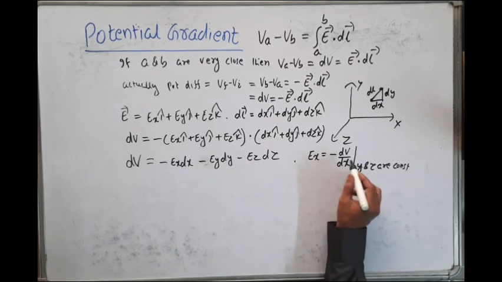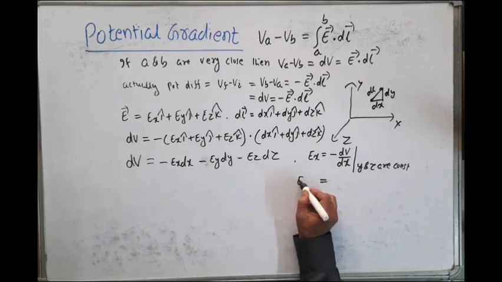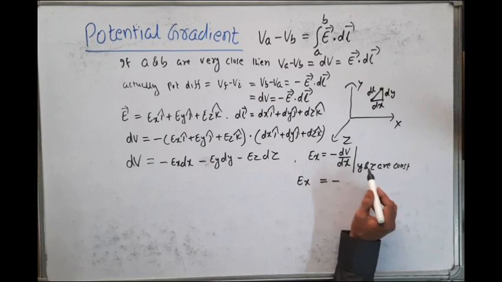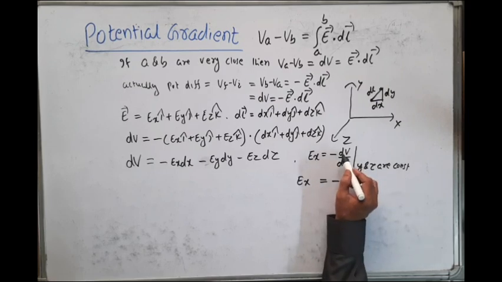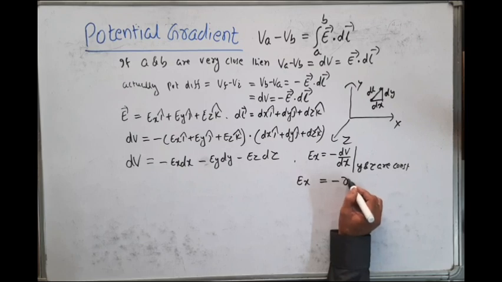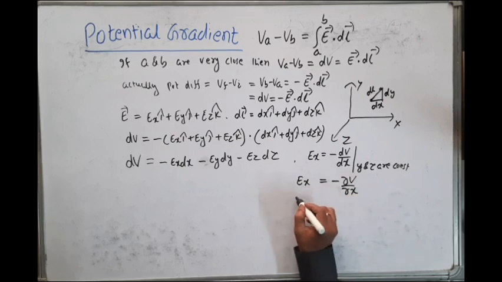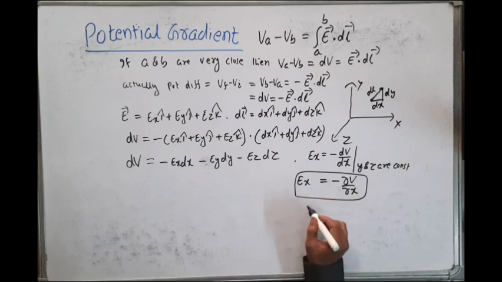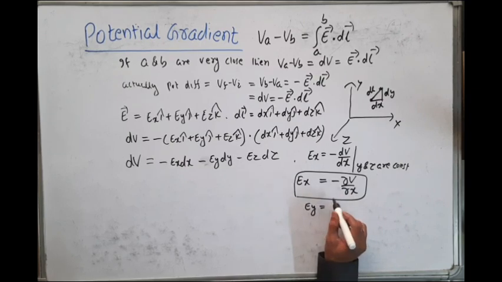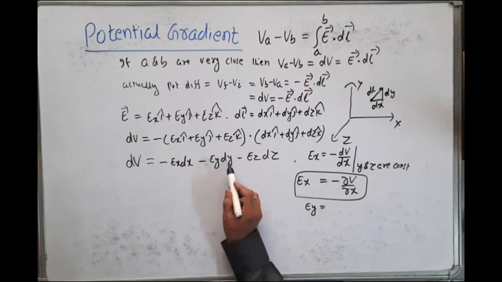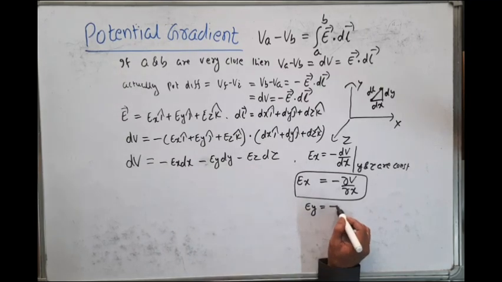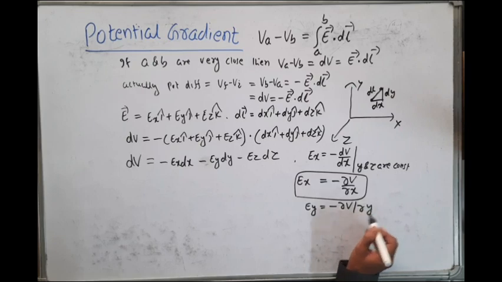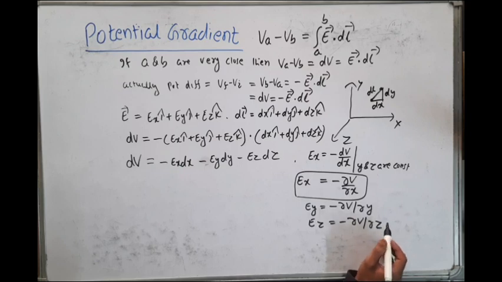So Ex is equal to this, but we can write it another way. When y and z are constant, you are differentiating V with respect to x, so that term is called dou V by dou x. That is, Ex is equal to minus dou V by dou x. This is called the partial derivative of V with respect to x. Similarly, Ey is equal to minus dV by dy when x and z are constant, so that is minus dou V by dou y. Similarly, Ez can be written as minus dou V by dou z. Clear?